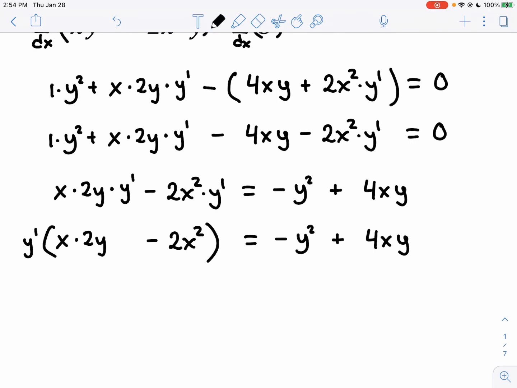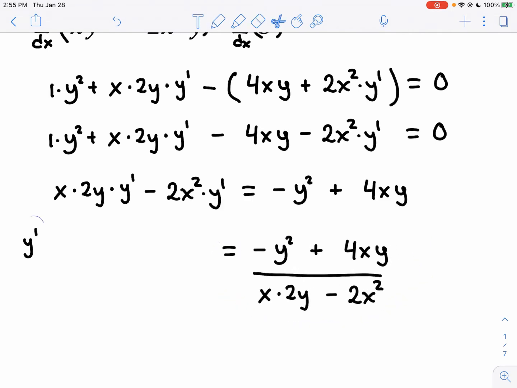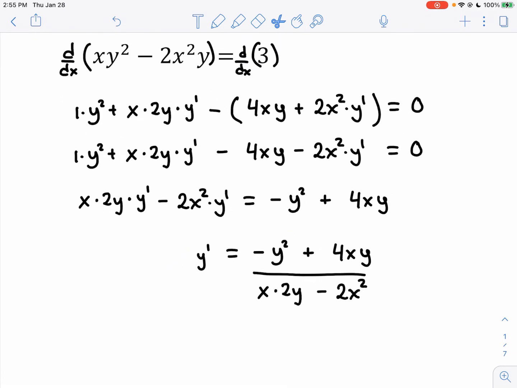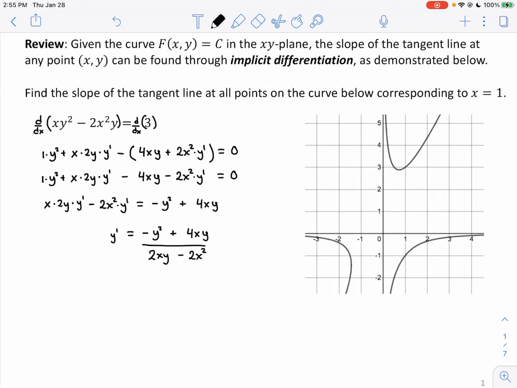It would leave this expression after y prime is factored out, but then we're going to divide all of this down to the other side. Okay, so we're going to have a division bar right there. This will be gone. And let's clean this up. There we go. So y prime will be negative y squared plus 4xy all over, and then I'm just going to rewrite this as 2xy minus 2x squared. So here's an expression that will allow us to find the slopes of the tangent line if you tell me the point at which you're focused on.